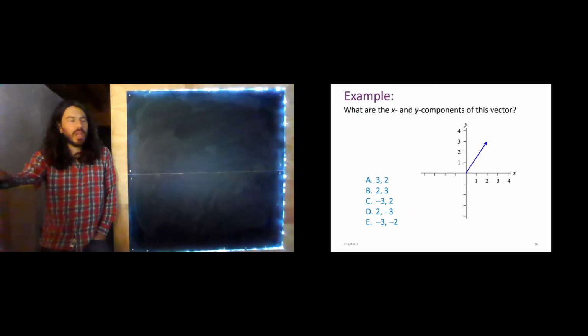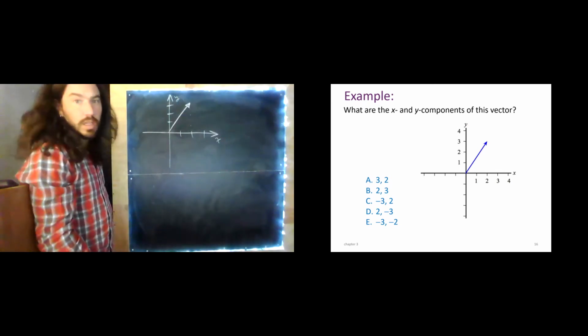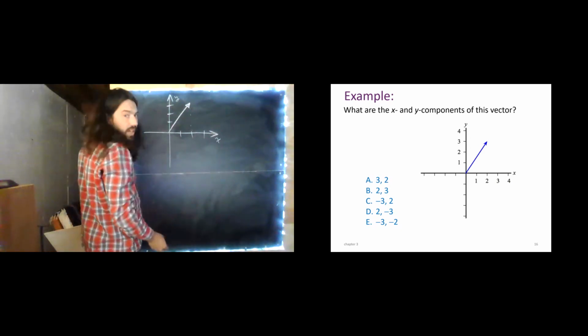Let's just practice a little bit. What are the x and y components of this vector? Give it a shot. I'll see you on the other side. All right, so there I've written my vector. I've drawn my vector. And so what are the x and the y components here?